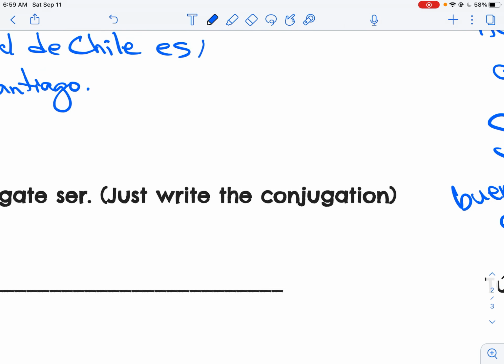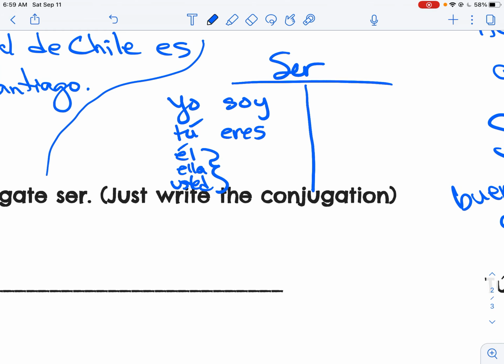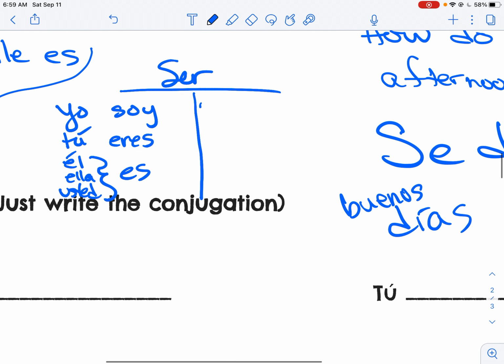I guess I'll cordon off a space up here. So if I have ser, the yo form of ser is soy. The tú form is eres. The él, ella, and usted. Now I also want to talk about that, I'll talk about it in a second.